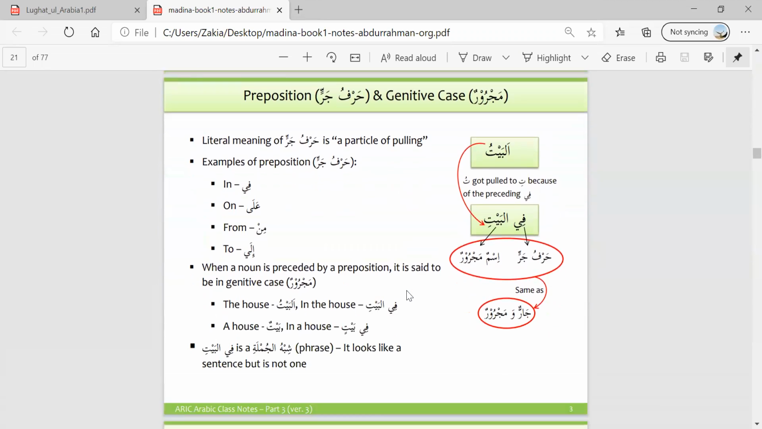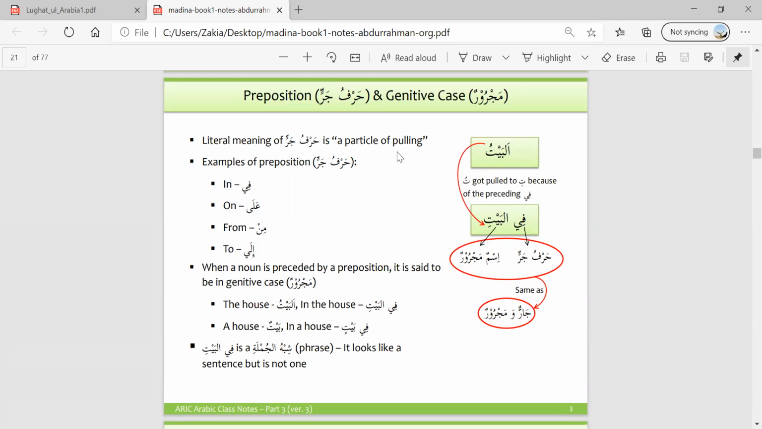If we go through the preposition, which is harf jar, in a genitive case, what do we mean when we say these terminologies? What do they actually mean? So the literal meaning of harf jar, which is a preposition, and the preposition can be in, on, from, and to. Any of these prepositions used in a sentence, fi, ala, min, ila, are basically referred to as harf jar. And it's a particle of pulling. Okay, so it's literally like a particle that's pulling.